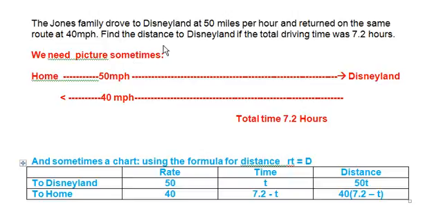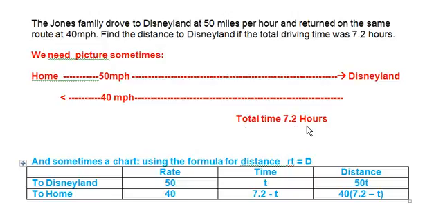So I've drawn a picture here, and it's got home and it's got Disneyland. We read from the directions up here that it was 50 miles per hour to drive to Disneyland, so I put 50 miles per hour. From the problem, it says that the return trip was 40 miles per hour, so for the return trip I put in 40 miles per hour. It says the total driving time was 7.2 hours, so I put total time is 7.2 hours.